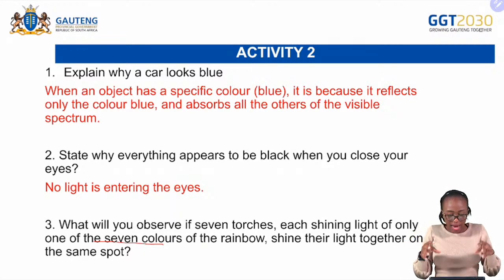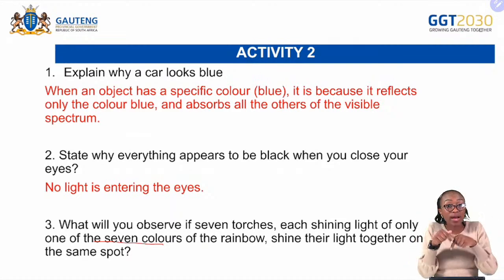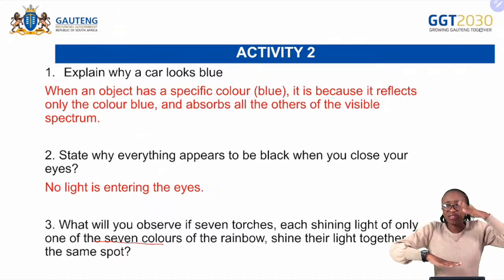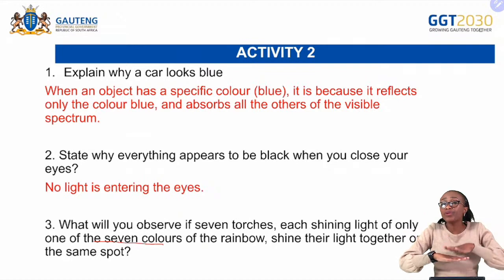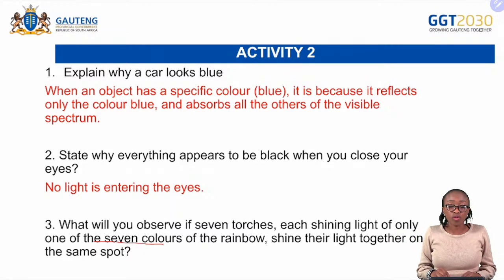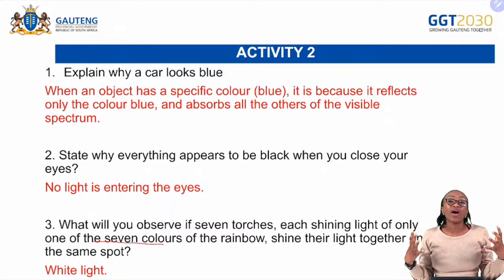And they shine their light together on one particular spot, the red torch, the orange torch, the blue torch. What are you going to observe? We are going to observe a white light.